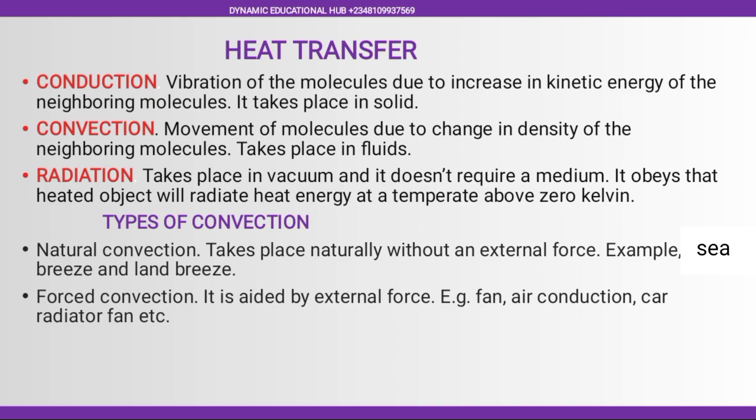Now we have types of convection: natural convection and forced convection. Natural convection takes place naturally without an external force. Examples are sea breeze and land breeze. You are in your room, you open your window and fresh air blows in. That is called natural convection. Nobody is forcing this; the natural laws are just causing it. It happens naturally.